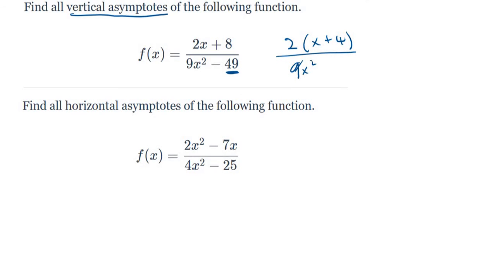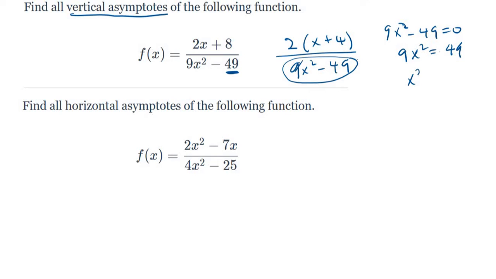Because we cannot factor it, it will be just 9x squared minus 49. Okay, so to find the vertical asymptote, since we cannot factor it, all you need to do is set this to 0. So it will be 9x squared minus 49 equals 0. 9x squared equals 49. And then divide by 9. X squared equals 49 over 9.